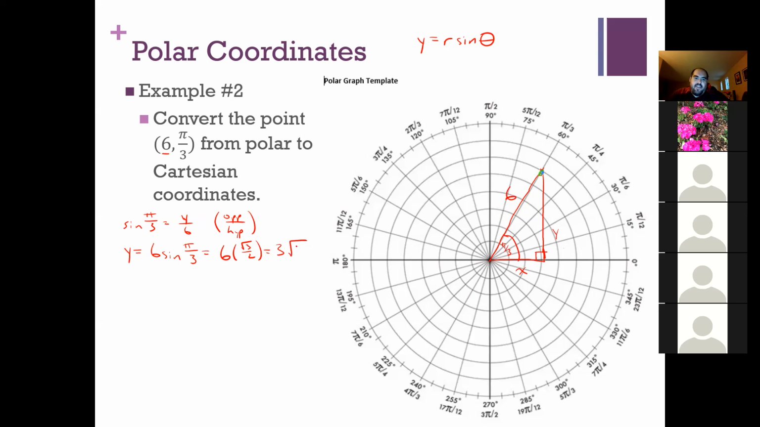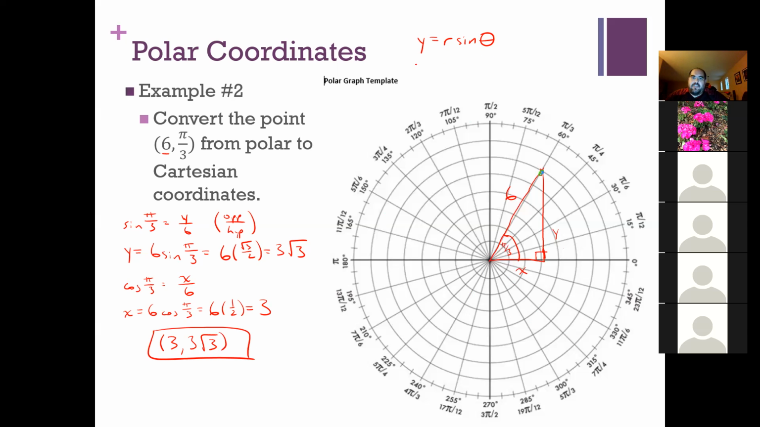All right, so how do we find x then? What trig function do we need to deal with for that one? Would it be cosine pi over 3? Yep, cosine pi over 3 is equal to x over 6, or x is equal to 6 cosine pi over 3, which is equal to 6 times a half, which is equal to 3. So my Cartesian coordinates are 3, comma 3 radical 3.